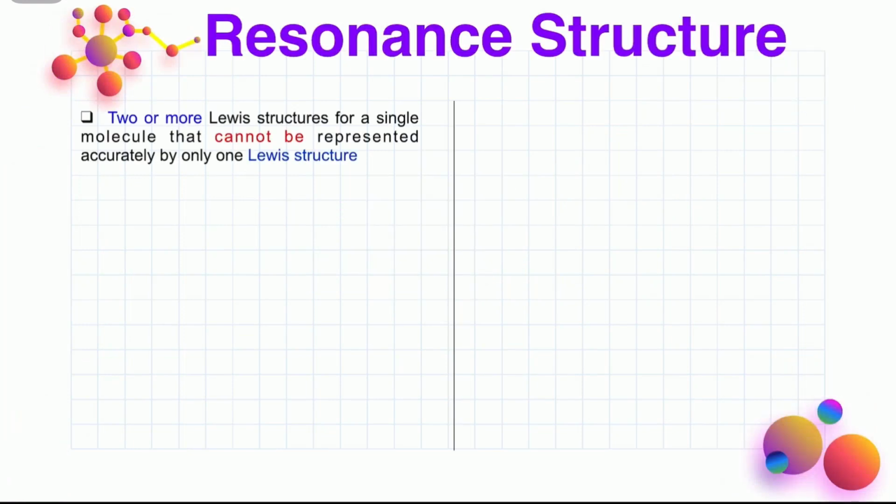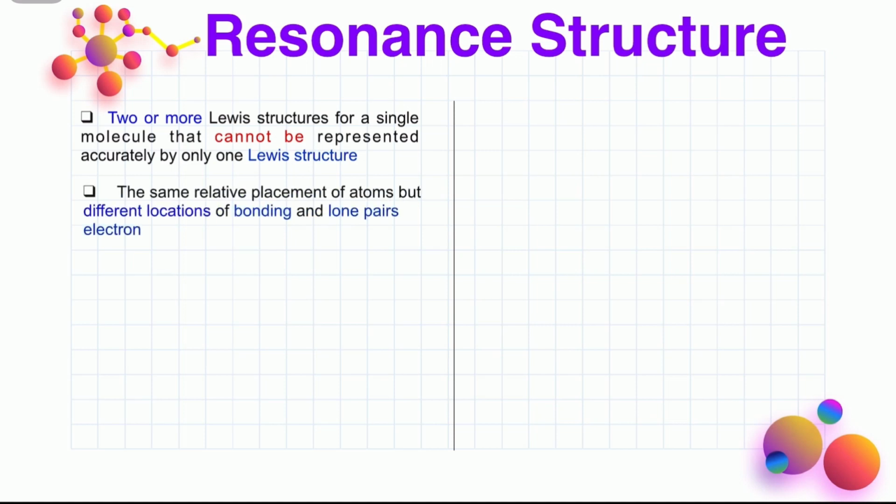By resonance structure, we refer to two or more Lewis structures for a single molecule that cannot be represented accurately by only one Lewis structure. It refers to the same relative placement of atoms but different locations of bonding and lone pair electrons. For example, the molecule of ozone. There are 3 oxygen atoms in the molecule. This is not the exact Lewis structure for ozone.